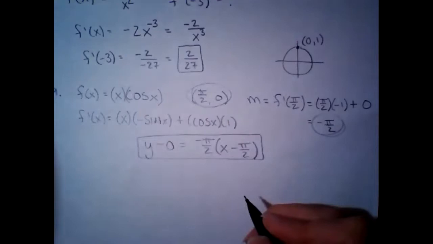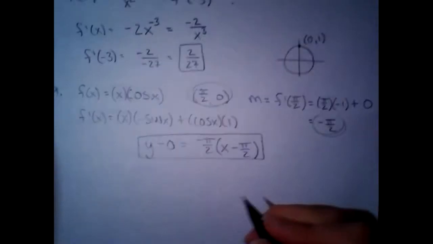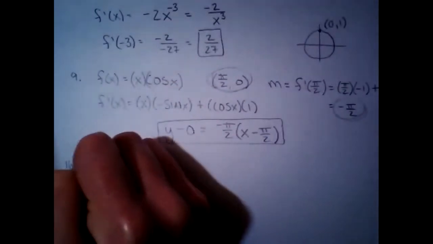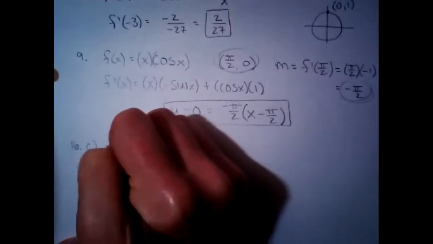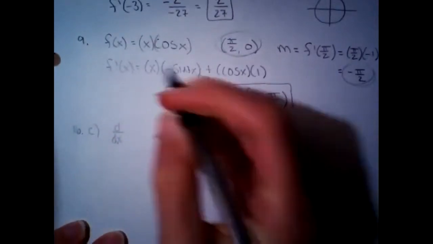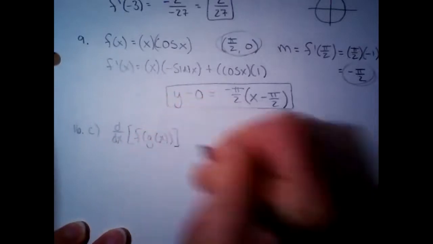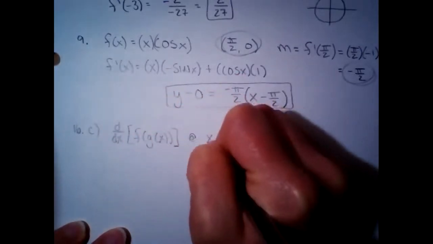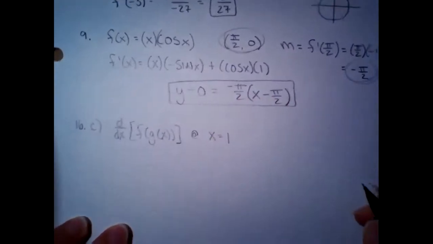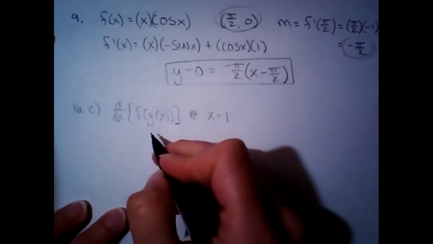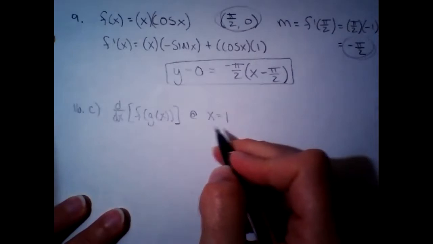And then the last one, and again, I'm really stretching here to even find ones that were commonly missed, because this test was real good. But let's look at 16C. It says find the derivative of f of g of x at x equals 1. So that is a chain rule. You have to write out the rule and then evaluate it at 1. It was 2 points for the question.